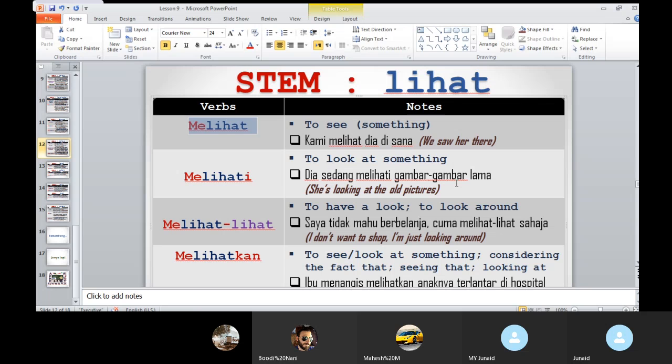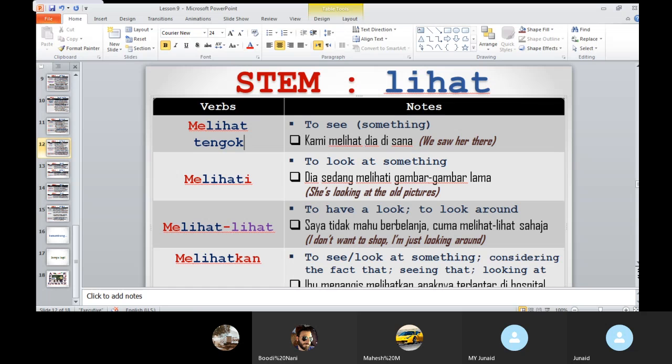Okay? But actually, we don't actually say this, lihat. We rather say this word, tengok. Tengok, another word for lihat. So we use this tengok more in spoken Malay. So you don't use lihat. Tengok. So kami tengok dia. Dia sedang tengok gambar-gambar lama. Yes? Yes, cikgu. And another form is melihat-lihat, to have a look or to look around.